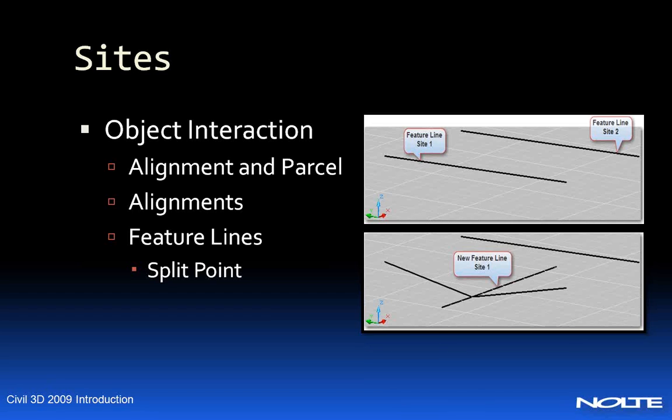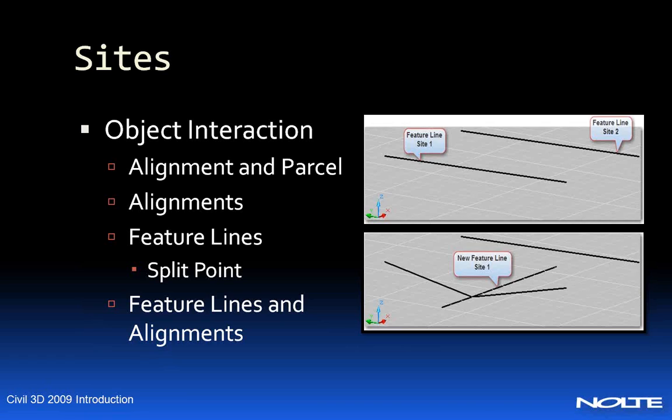So you kind of have to watch that behavior, and that also happens when alignments intersect feature lines, and that's usually a problem because my alignments almost always are drawn at 0. They're going to pull that feature line down to 0, and you're going to wonder why you have these strange holes in your surface model.